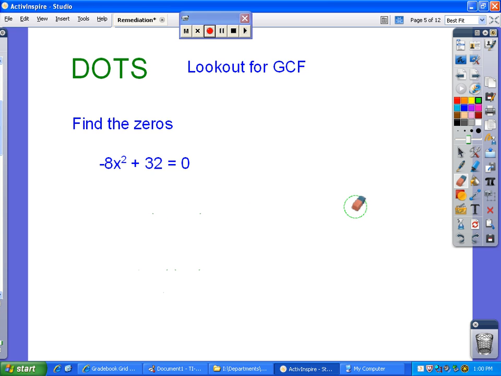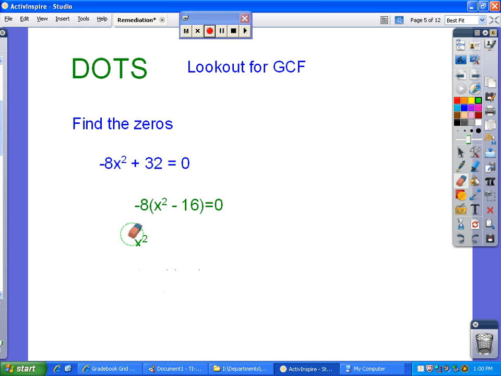Alright, another DOTS problem. Now be careful, GCFs can be anywhere, so always look out for a GCF, a greatest common factor. So let's find the zeros. Alright, so I have two terms here. It's squared, but I notice I've got a plus, and 8 and 32 aren't perfect squares. But I got a GCF. My GCF is negative 8. So I can factor out a negative 8 first. And when I do that, I get x squared minus 16. That's DOTS.